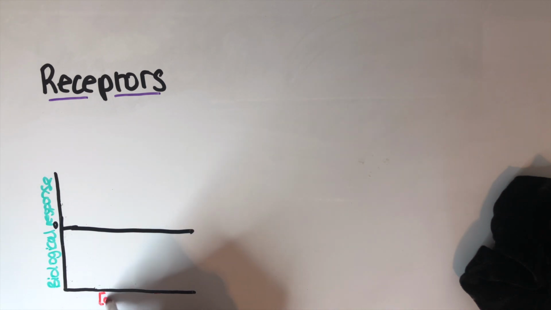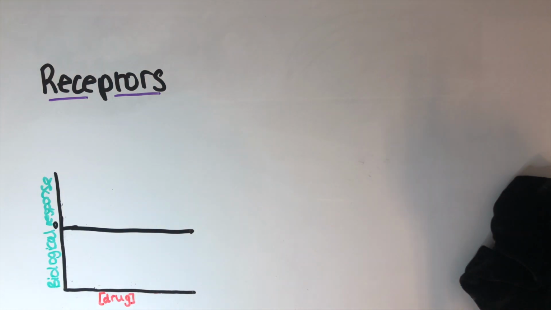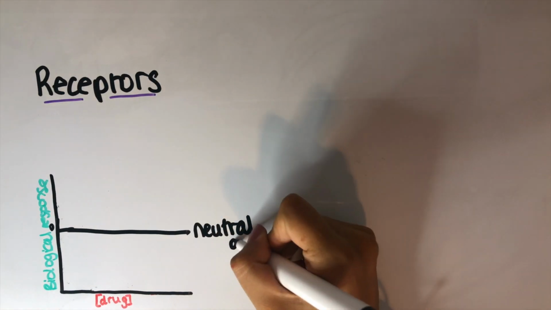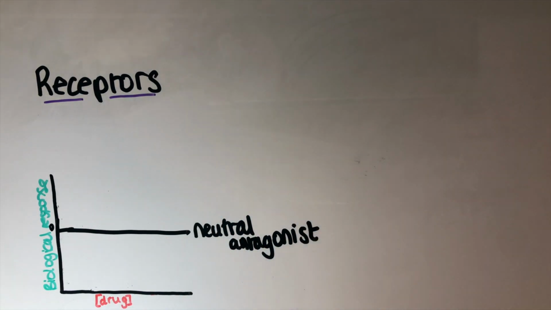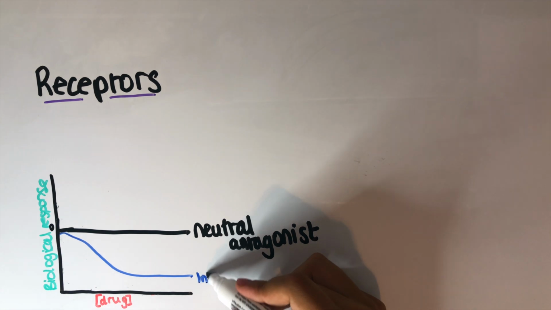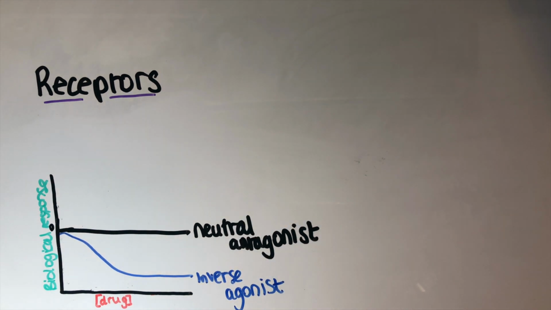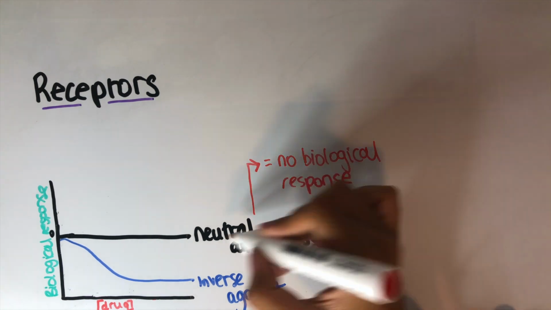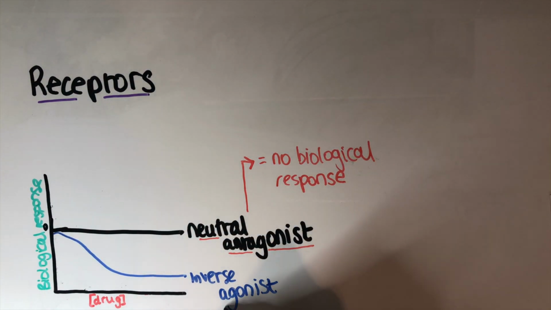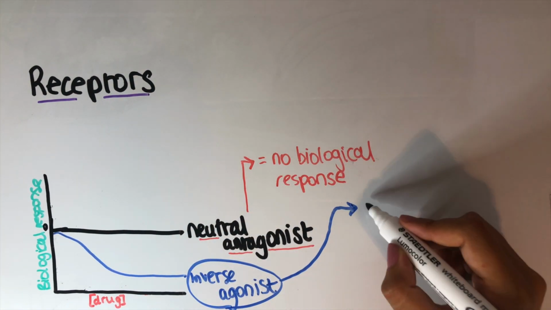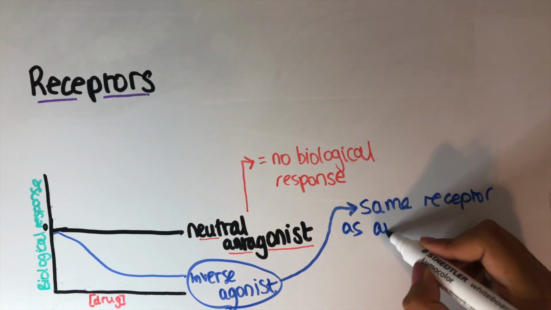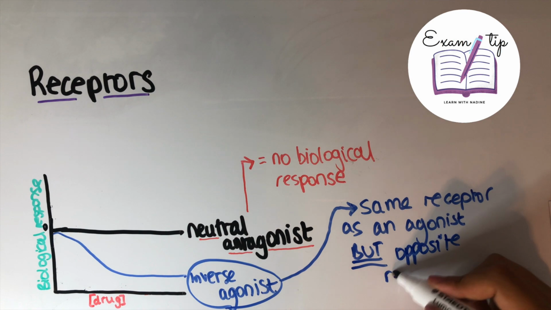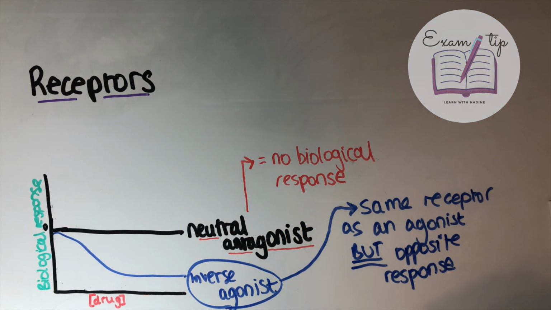Let's move on now to the difference between a neutral antagonist and an inverse agonist. Here's another graph showing the concentration of the drug against the biological response. As you can see, a neutral antagonist produces no response and has zero efficacy, whereas an inverse agonist binds to the same receptors as an agonist but induces an opposite response. Make sure you know the difference as they can often pop up in exams.